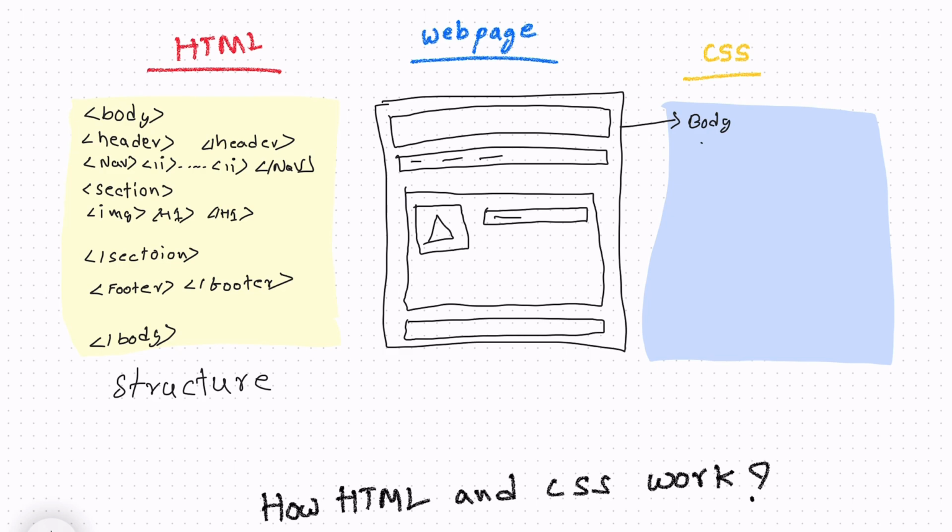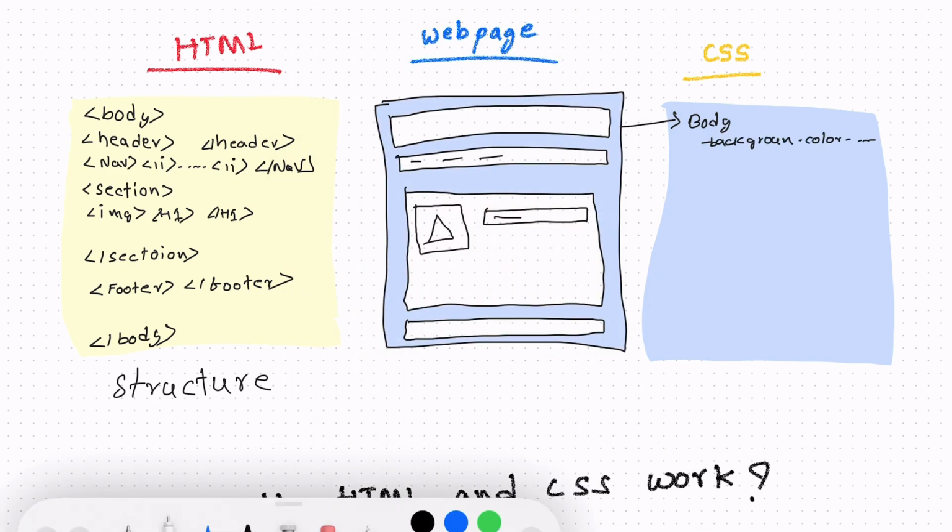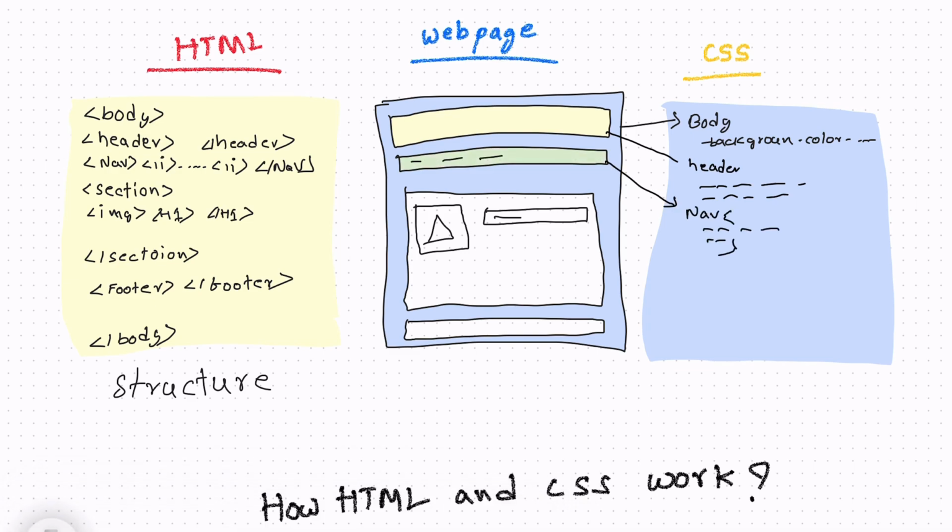Whereas CSS is used to describe the look and formatting of a document written in HTML. So it allows you to control the appearance of the web page, including layouts, colors, and fonts, etc.